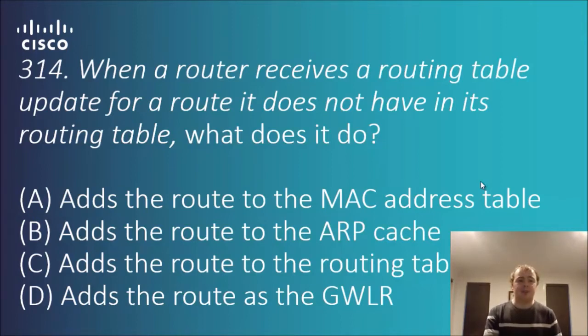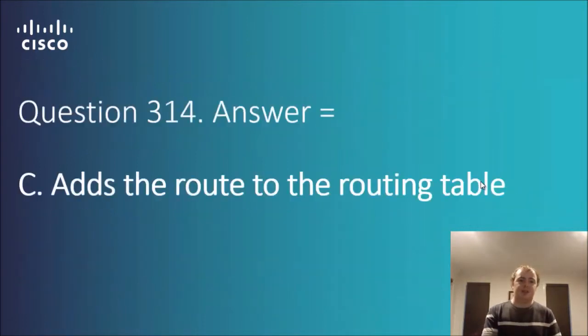So anyway, 314: when a router receives a routing table update for a route it does not have in its routing table, what does it do? We've got A, adds the route to the MAC address table; adds the route to the ARP cache; adds the route to the routing table; and adds the route as the gateway of last resort. And again, this one is a bit of a rote memory question, and the answer is C, adds the route to the routing table as the first thing it needs to do.